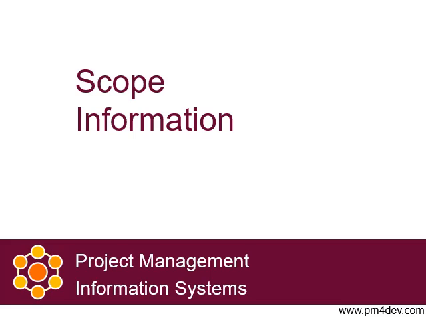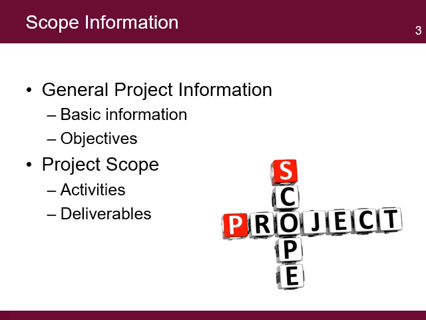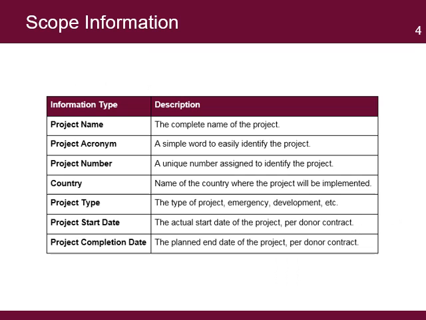Scope information. The first module of any project management information system should be the project scope. The information includes the general project information, including information on objectives. Project scope is information on activities and deliverables. As the central module of a PMIS, it defines the relationships among the other modules.